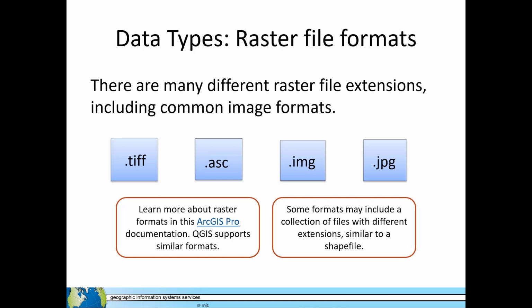If you import an individual image, such as a JPEG of a scanned map, you will need to do what is called georeferencing and tell the software how to align it with the rest of your data.